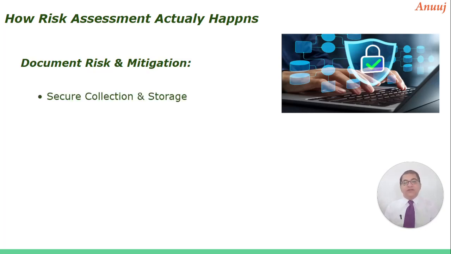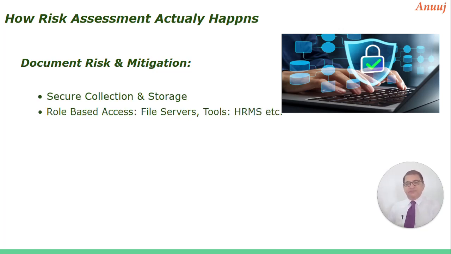Document the risks. Ensure that you are doing secure collection and storage of data. You are giving role-based access to file servers, and various tools like HRMS also have role-based access, right? So a finance person can only look at the banking information and transferable salary, whereas the payroll person has full visibility of the salary. The Provident Fund person knows what Provident Fund applies based on the basic salary, and so on. And none of them have everything. The Provident Fund person is not required to know the banking information of the employee because he has to deposit Provident Fund for the organization and not for an individual.